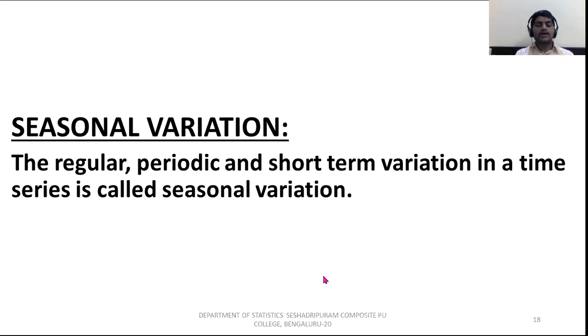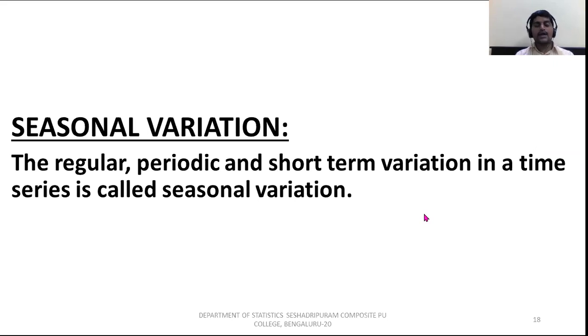Regular means yes, every year they come, every 3 months once. Periodic means yes, a 3 month duration. And it is a very short term variation occurring at a time point, one of the variables we can consider. Using that variable we can predict the future value. That is what we call seasonal variation. Guys, I hope you understand what seasonal variation is. It is a regular, periodic, short-term variation in time series data.